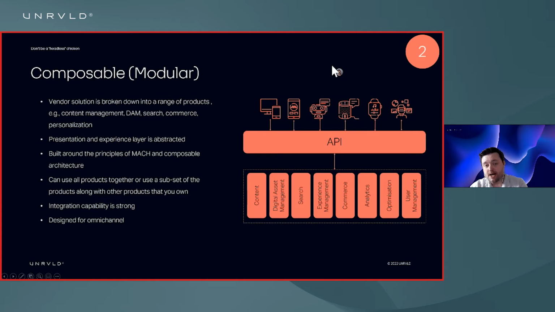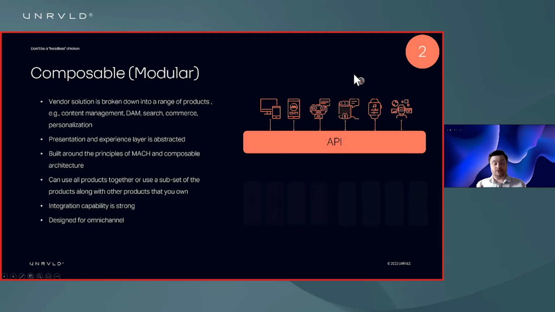The second is around what we call composable modular. And this is the idea that, rather than the vendor providing one single huge piece of software, they break it down into smaller products. So you'll have a content management product, you'll have a DAM product, maybe a search product, commerce, personalization. It's all built around the idea of a composable architecture and MACH principles. The idea being that you could, if you wanted to, use all the products from that vendor, or you could just use the ones that you actually need.